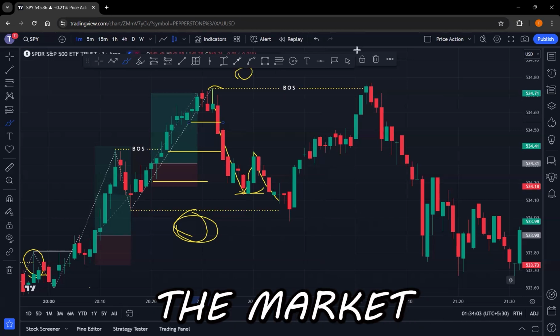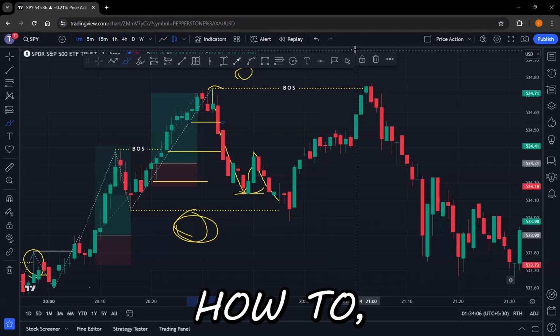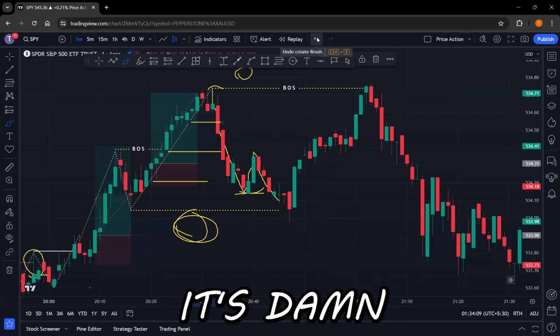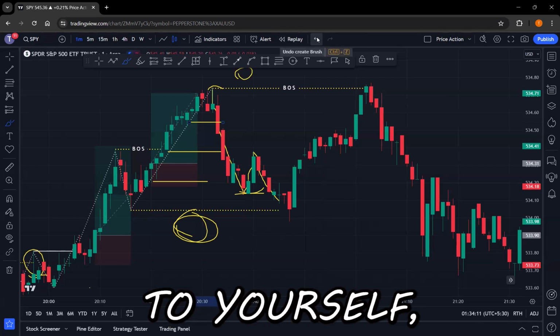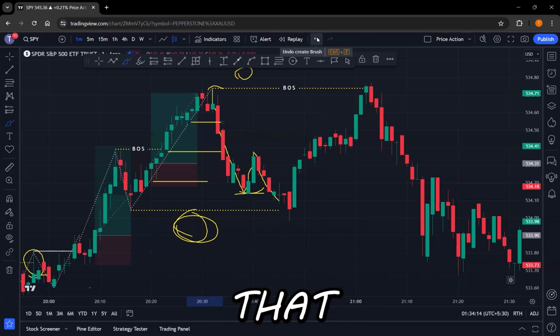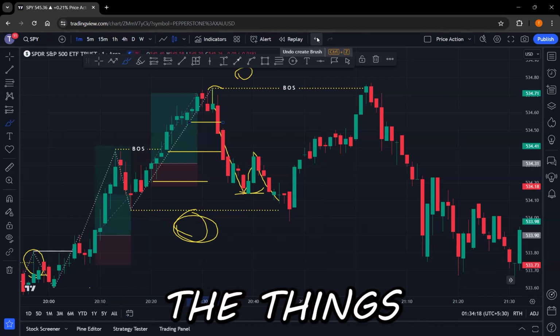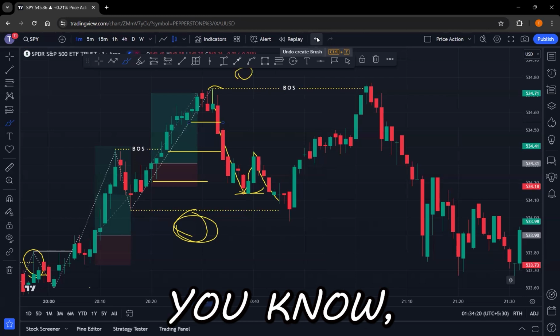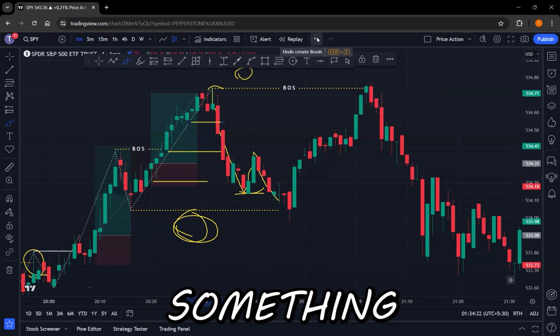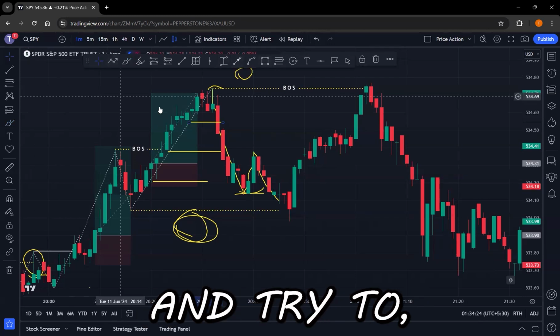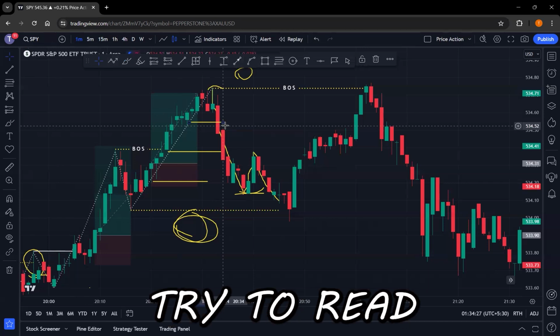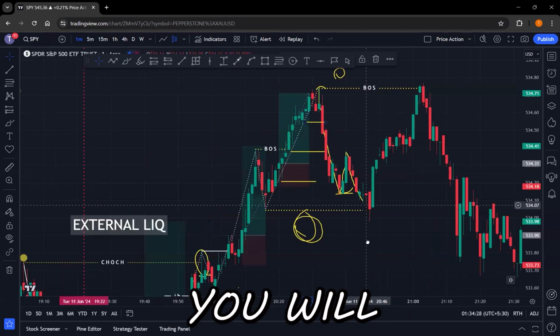If you're not able to understand the market and you're still trying to figure out how to create a living in this market, it's very easy. It's damn easy, I'm telling you. And say it to yourself as well. Say it to yourself 100 times that it's easy to make money in the markets, and only then you will see that things are happening according to your wish. So be optimistic and try to have a glimpse of the picture. Try to read the price action well, and this is how you actually find the opportunity.